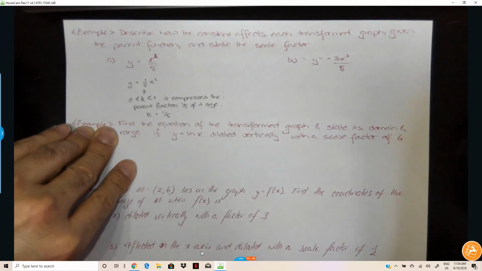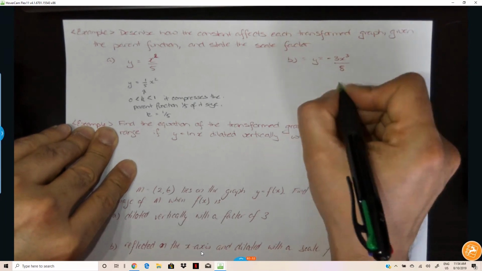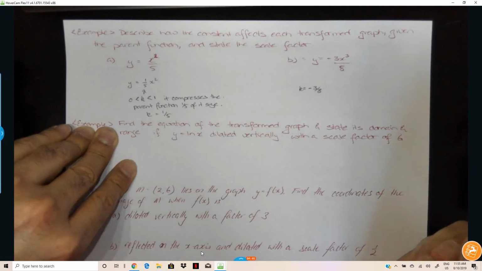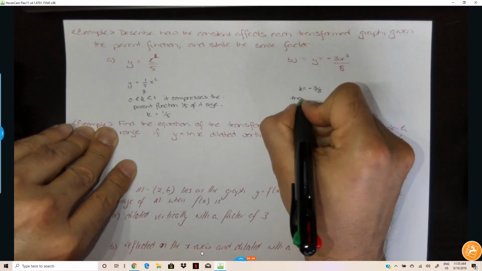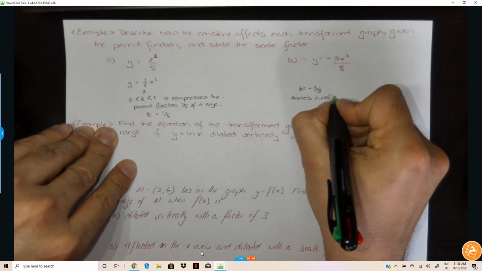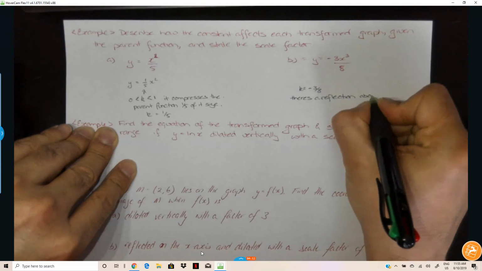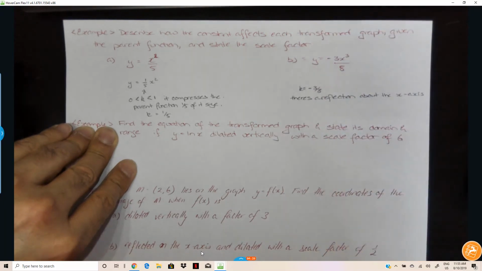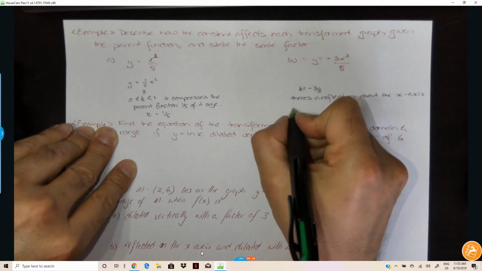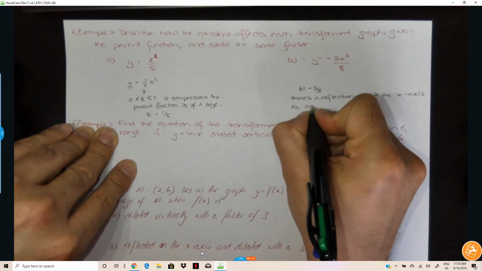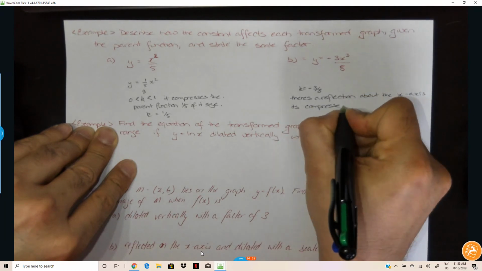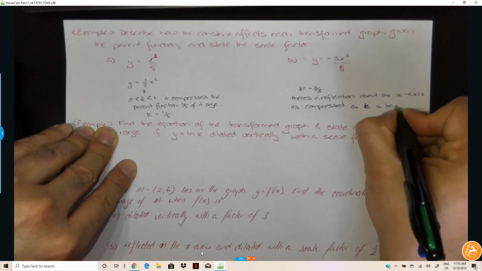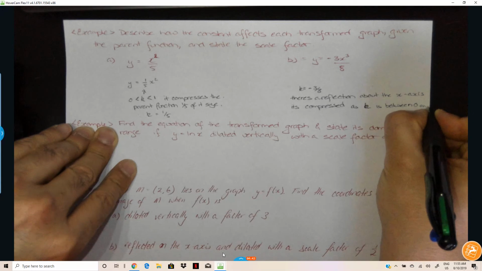Okay. Here we get x cubed, so this we get 3 over, so technically we get negative 3 over 8 as our k value. Yeah. So what happens is there's a reflection about the x-axis. Yeah, so rather than the cubic looking like that, it's going to look the other way. It's going to reflect from the x-axis, and also it's compressed, as k is between 0 and 1. Okay.